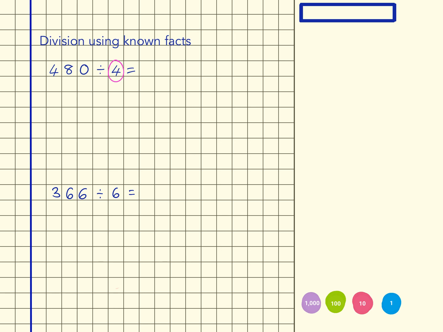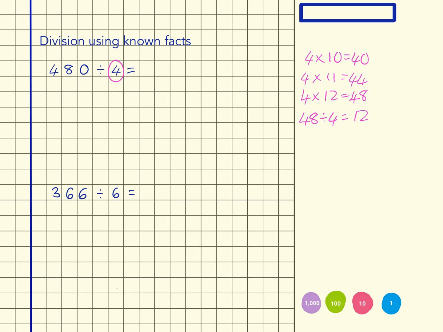Now I know that 4 times 10 is 40, and I know that 4 times 11 therefore would be 44, and I also know that 4 times 12 is 48. Now if I know that 4 times 12 is 48, that also tells me that if I had 48 divided by 4, it would be 12, okay? Because of the fact families that are all related there.